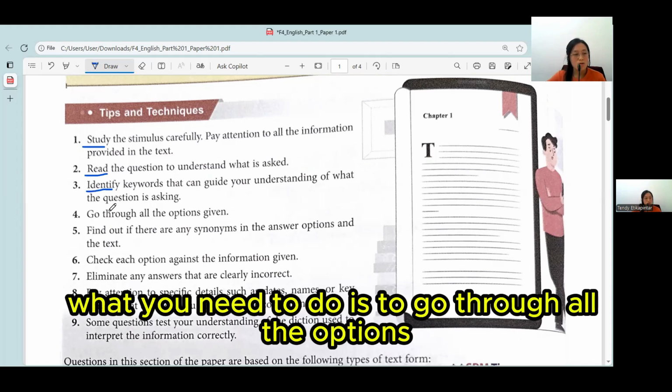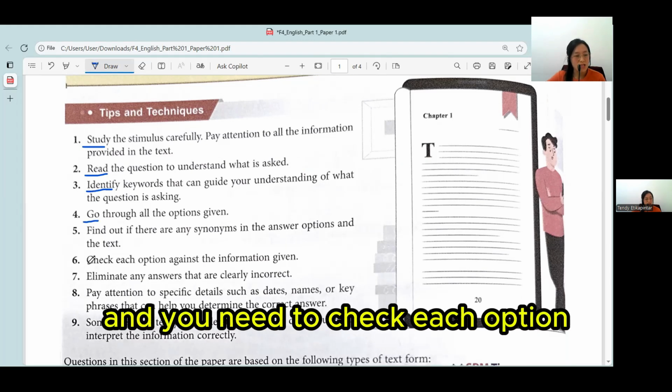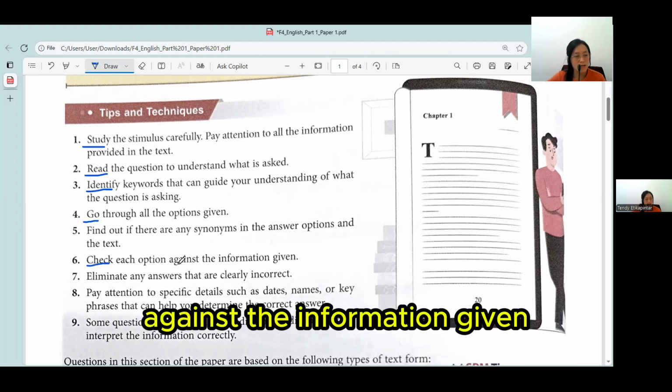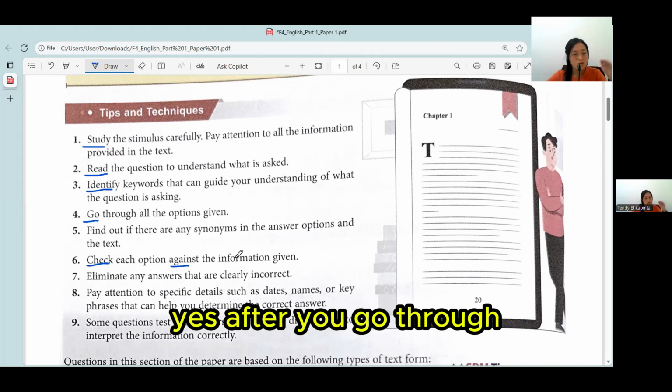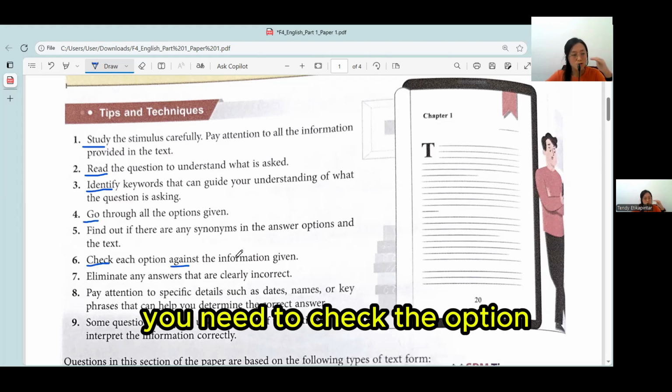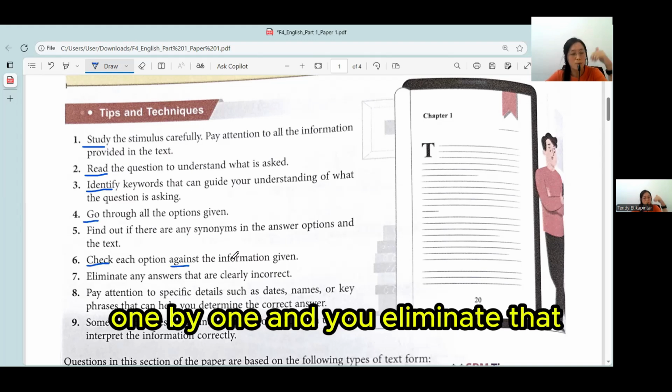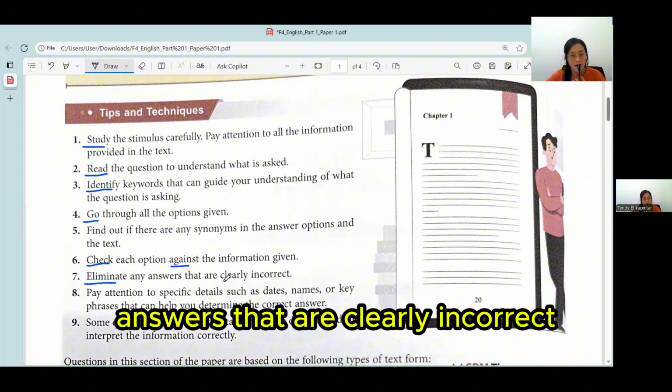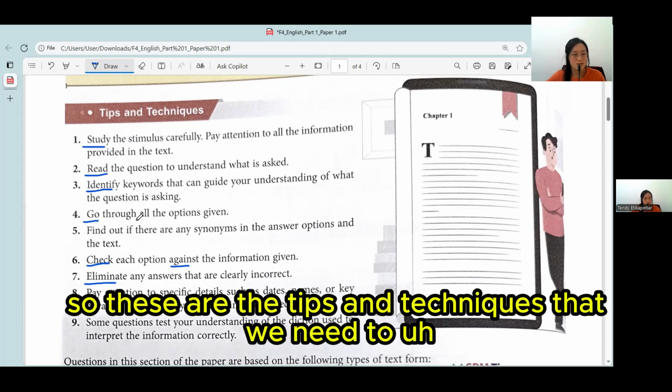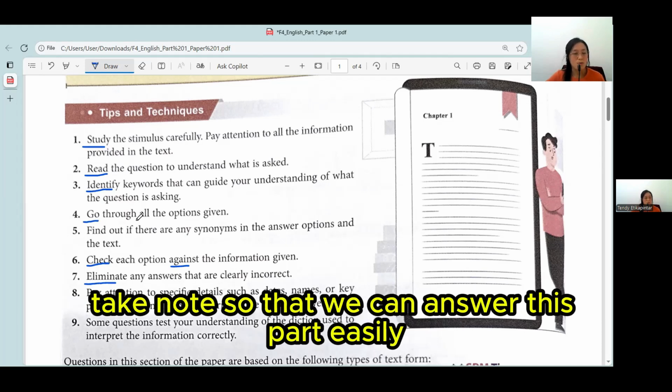After that, go through all the options given. You need to check each option against the information given, one by one, and eliminate the answers that are clearly incorrect. So these are the tips and techniques that we need to take note of so that we can answer this part easily.